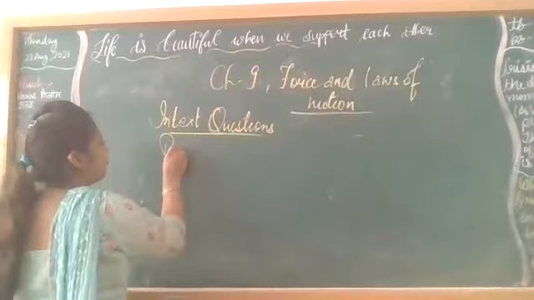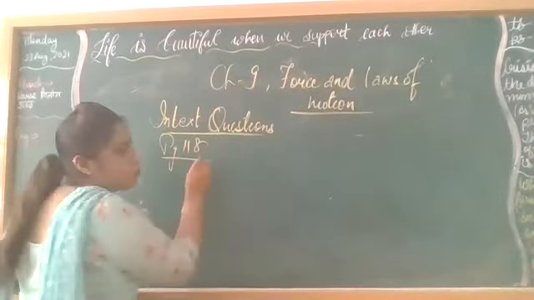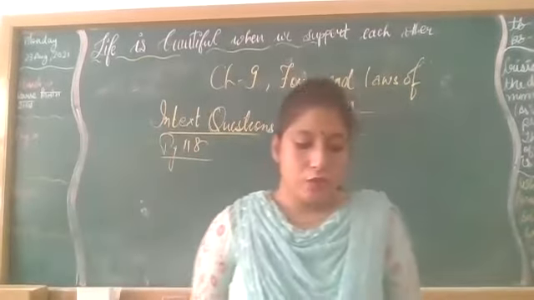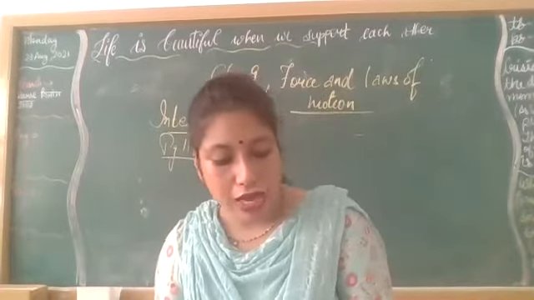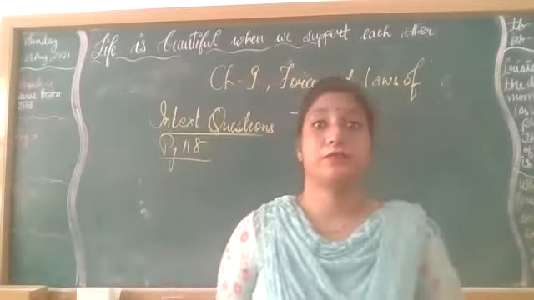This is page number 118, question number 1. So what is the question here? Which of the following has more inertia? A. A rubber ball and a stone of the same size.